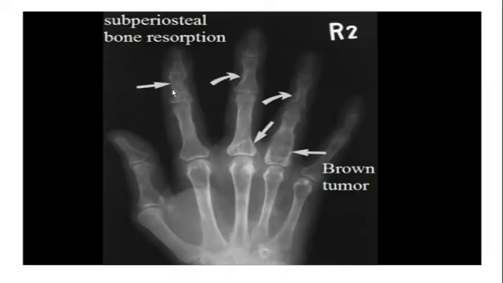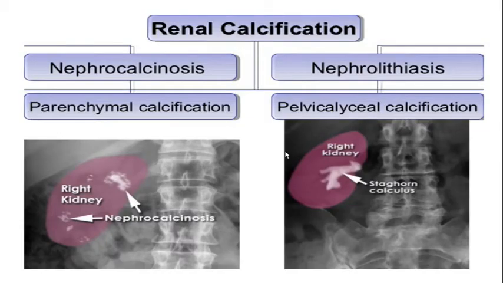Well, the brown tumor diagram, I have misplaced it, I guess. So yeah, here you have this brown tumor. You can see. Then renal calcification, we talked about the calcification, and can be in the form of nephrocalcinosis and nephrolithiasis. Nephrocalcinosis is the parenchymal calcification, while nephrolithiasis is in the pelvicalyceal system, or the excretory unit of the kidneys, and forms a staghorn calculus.